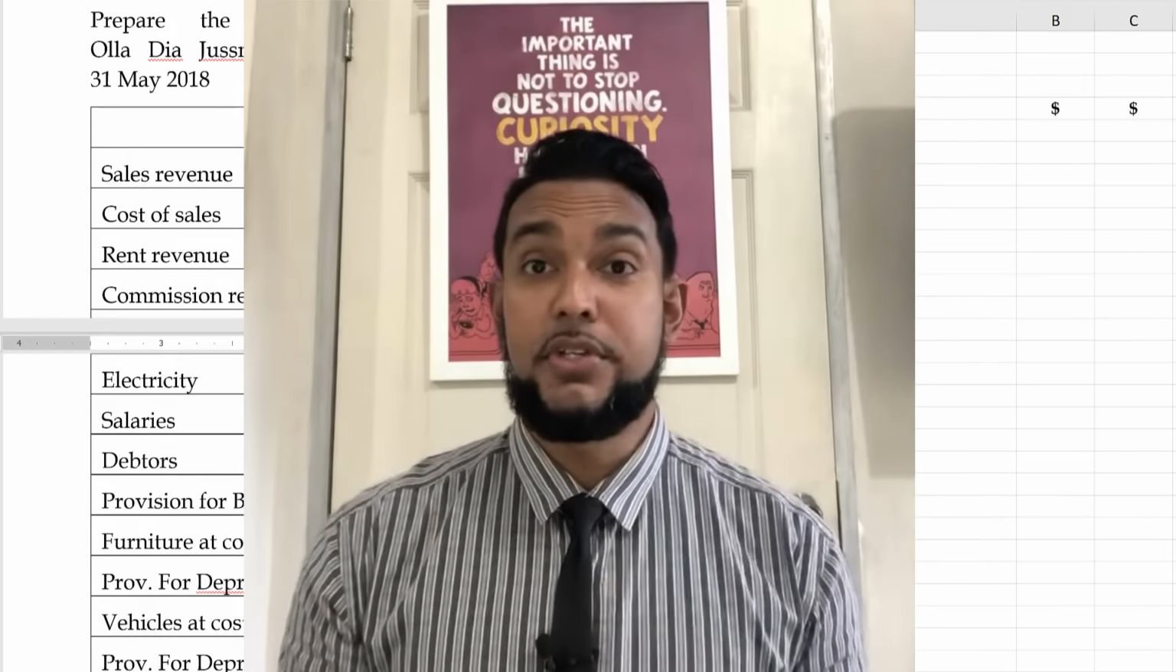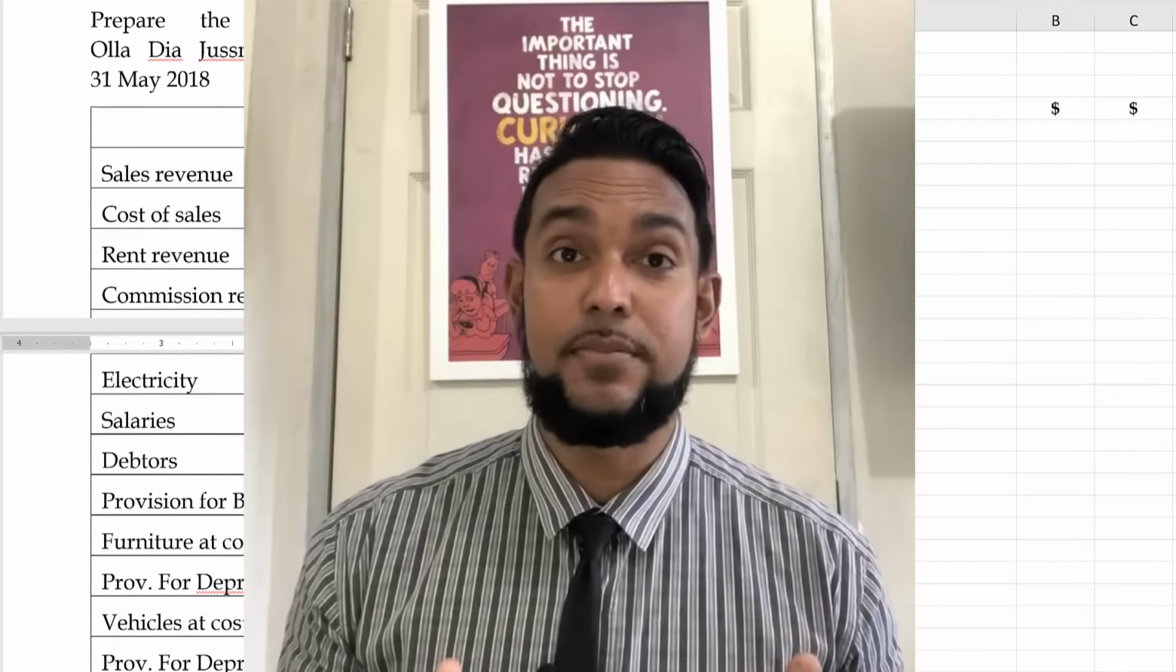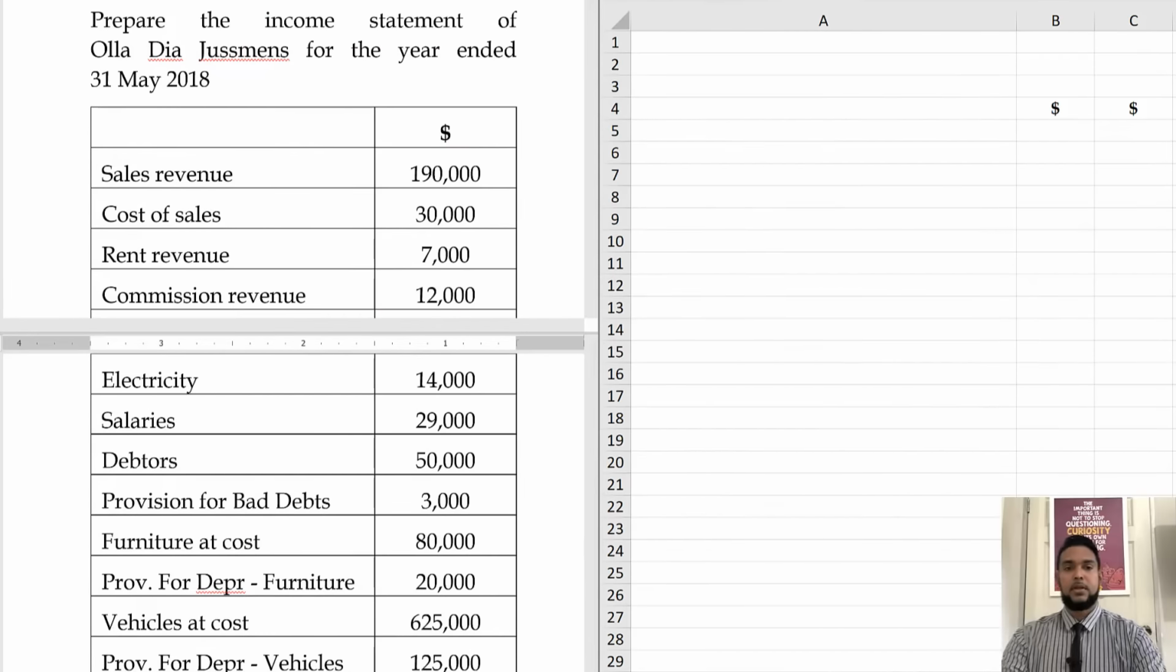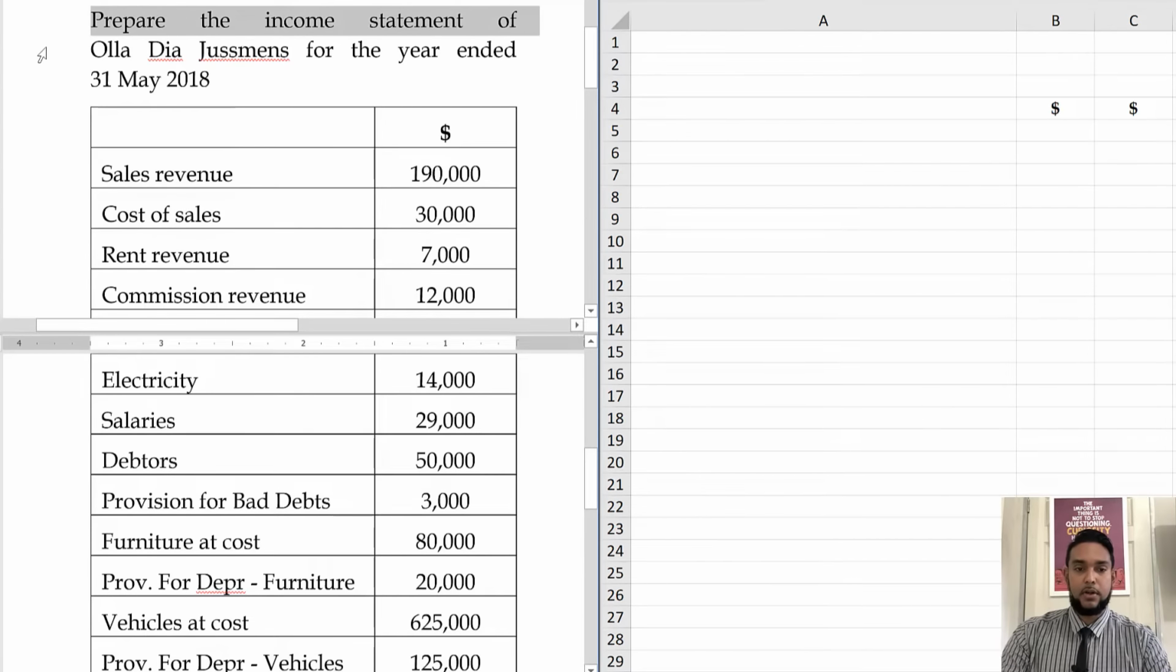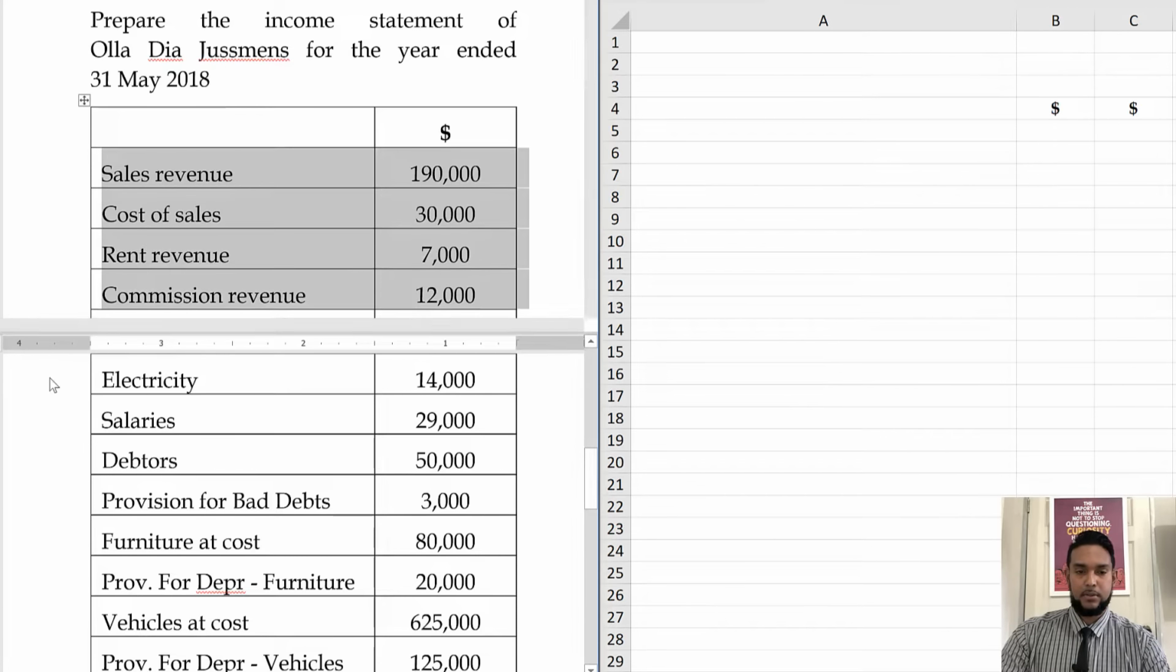All right, guys, so first thing to do as per usual is take a read of the information the question gives you. Let's go. So we're seeing here on the left hand side, prepare the income statement of all of the adjustments for the year ended 31st May 2018. So we are given a basic table. It's not a trial balance, there's no debit and credit column, so please be mindful of that.